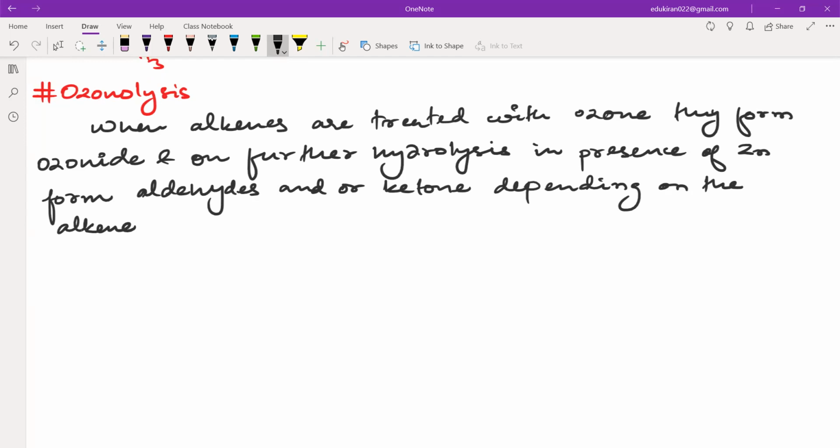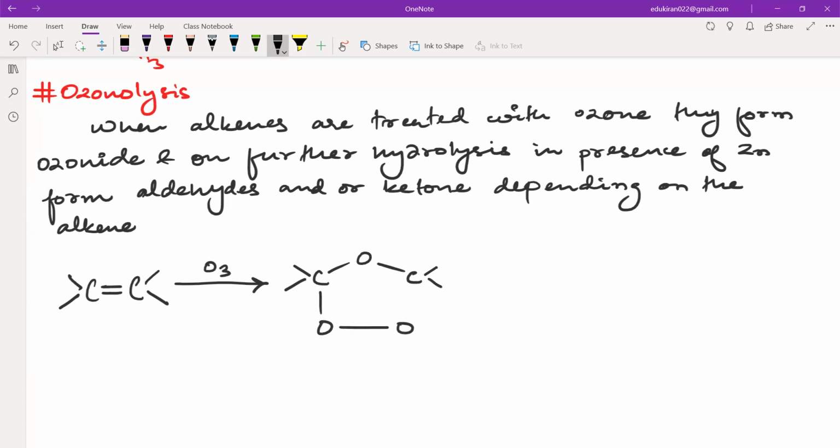So if I start with a simple reaction, generalize this case with C double bond C, there will be two groups attached to the carbon atoms, and I'm going to react this with O3. Then the double bond will break, but the single bonds of carbon will be intact, and you will have ozone added to the carbon atoms like this. So three oxygens and two carbons, right? Next you have zinc and water.